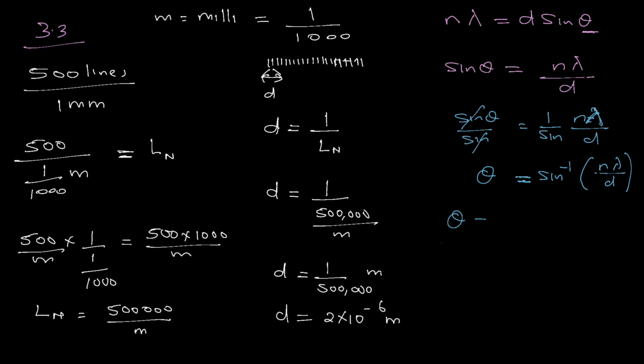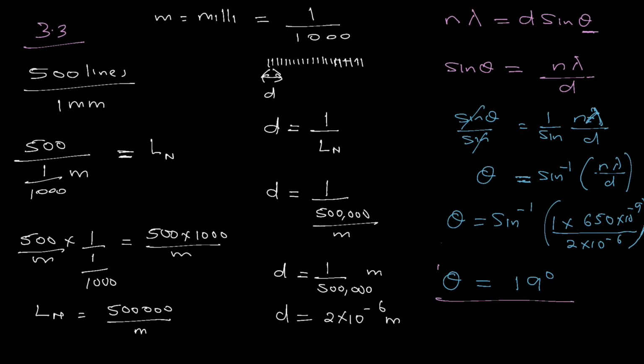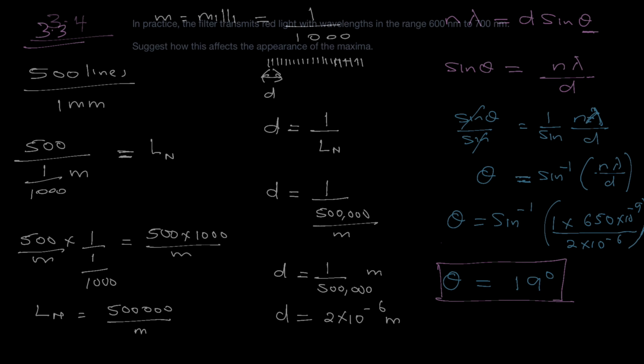And now I could basically find theta. So theta would be sine to the power minus 1 of n, which is 1, times lambda, which is 650 times 10 to the power minus 9, because it's nanometers, over d, which is 2 times 10 to the power minus 6. So that's your theta. If you plug that into your calculator, you would get 19 degrees. So that is the angle that it will be, 19 degrees.